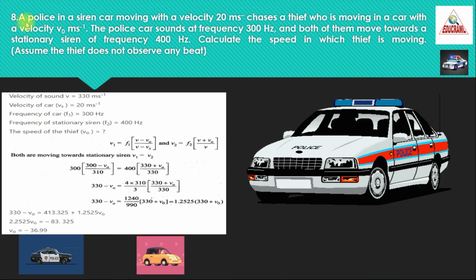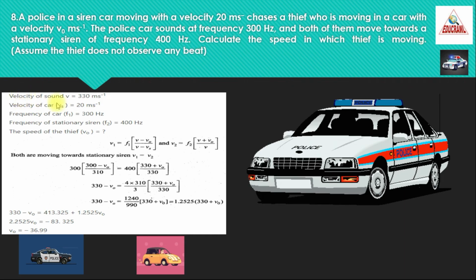The eighth problem. A police siren car moving with a velocity of 20 meters per second chases a thief who is moving in a car with the velocity V0 meter per second. The police car sounds at frequency 300 Hz and both of them move towards a stationary siren of frequency 400 Hz. Calculate the speed at which the thief is moving.